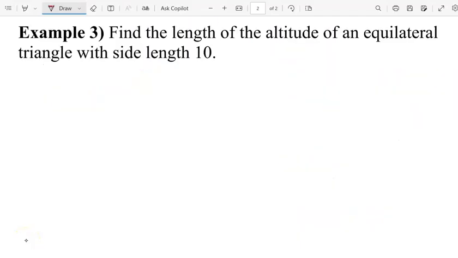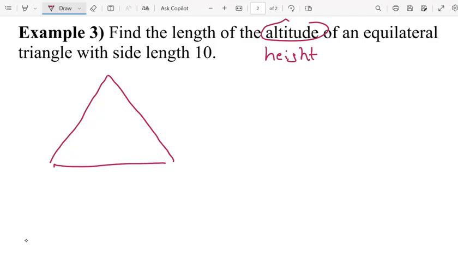In example 3, we're going to find the length of the altitude, that's a fancy name for the height, of an equilateral triangle with a side length of 10. So first thing I'm going to do is just draw an equilateral triangle, which is one that has all sides equal lengths, and that's 10 and 10.